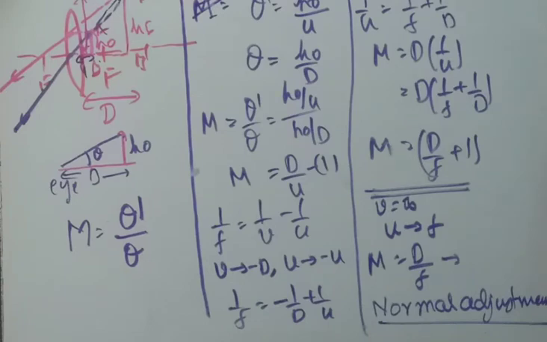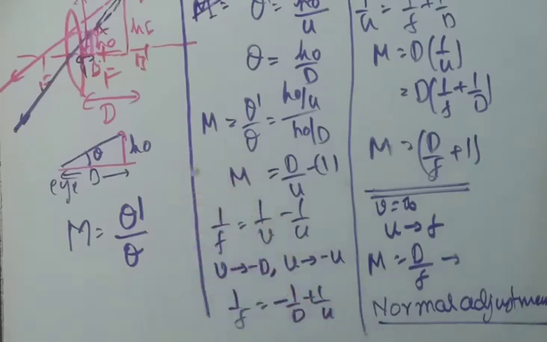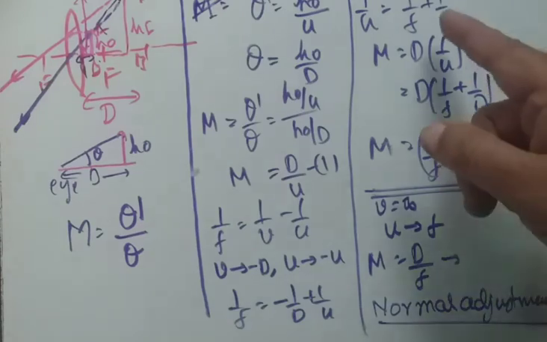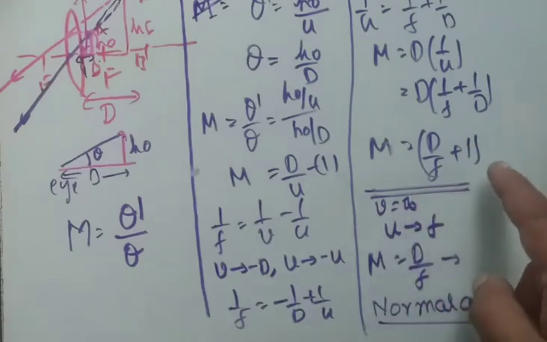Then we take the lens formula 1 by f equals 1 by v minus 1 by u. V tends to minus D because v is the image distance, which is D in this case, but opposite to the incident ray we are measuring, that's why minus D there. U is also minus because it's opposite to the incident ray we measure. So substituting them, we get 1 by f equals minus 1 by D plus 1 by u, because minus into minus is plus. So 1 by u equals 1 by f plus 1 by D. Substituting 1 by u in equation 1, D by u, we get D by f plus 1.